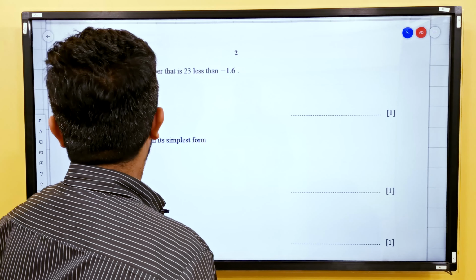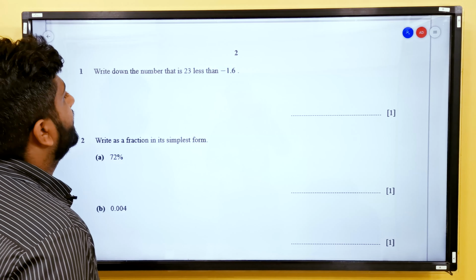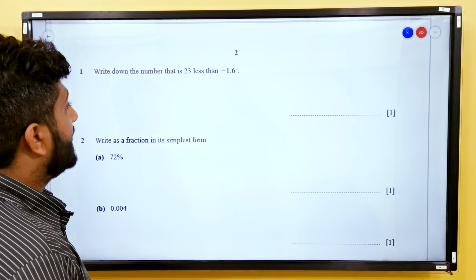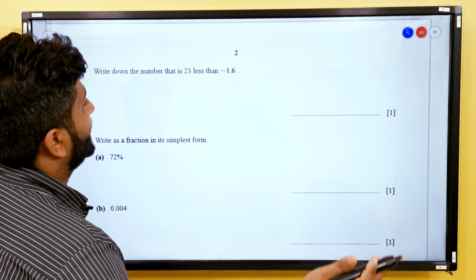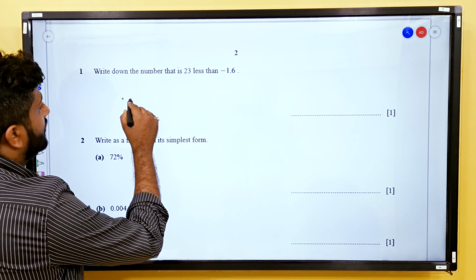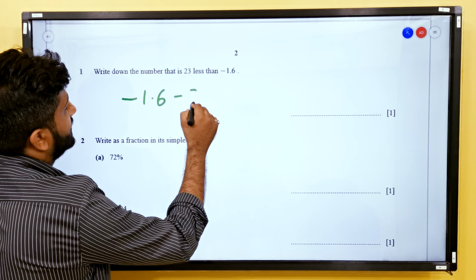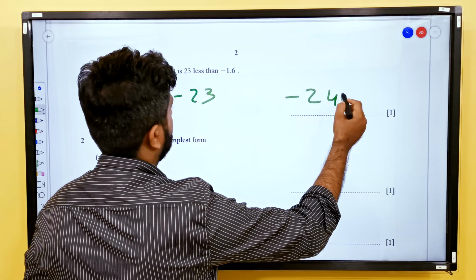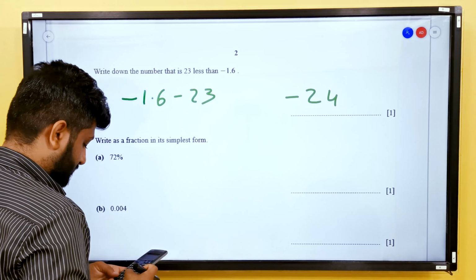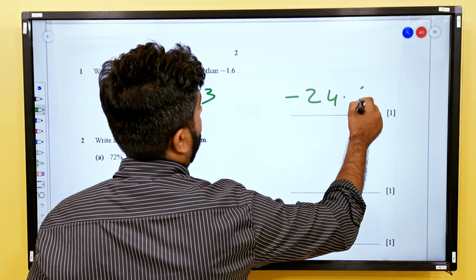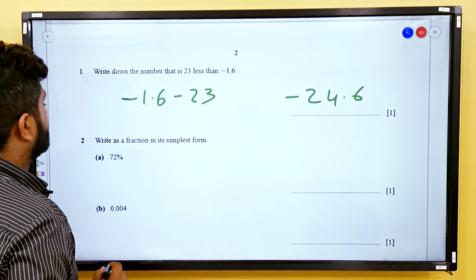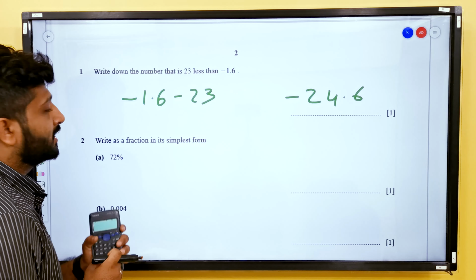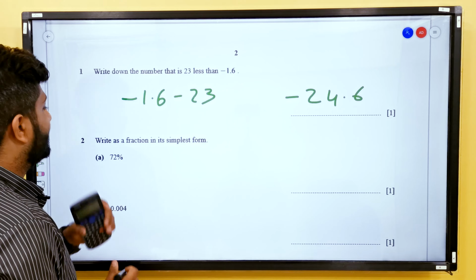Question number 1. Write down the number that is 23 less than minus 1.6. So it will be minus 1.6 minus 23, which is minus 20. Just a second, sorry, just made a mistake. Yes, minus 24.6.